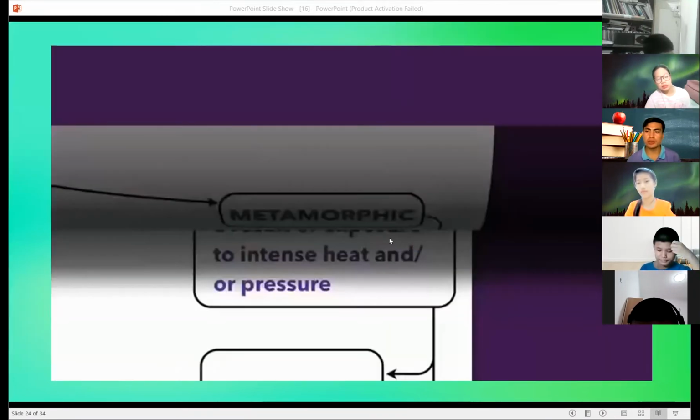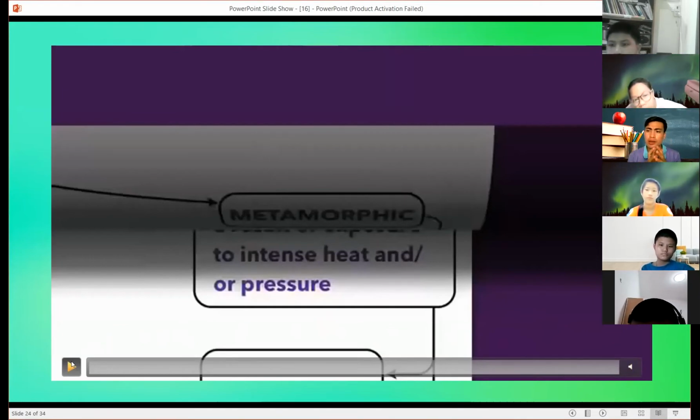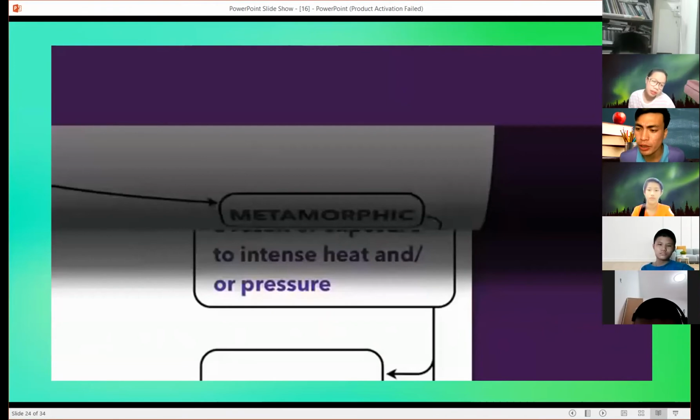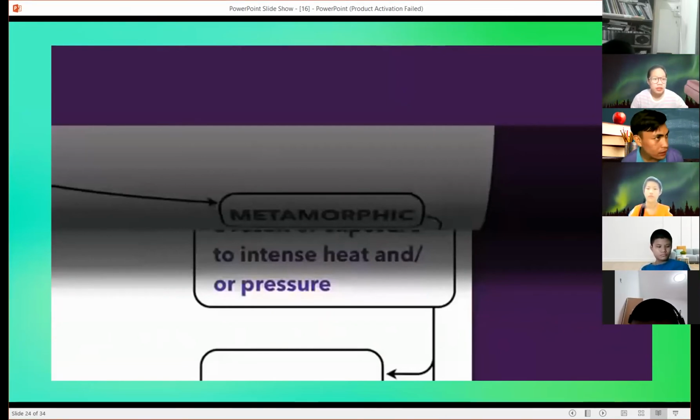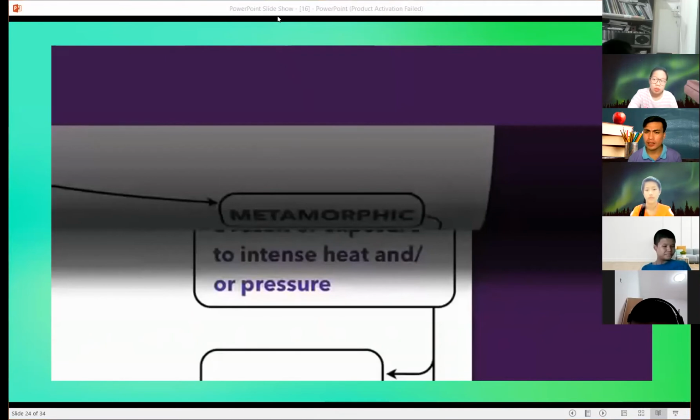So let's proceed to this video. I think this is a video, but it is very, very long. So what is the term that we use so that we can understand how the metamorphic rocks are formed? There are two words, right? What is that, Nataya? Heat and pressure. Okay, so heat and pressure, you can say that, wait, I need to explain this one a little bit.